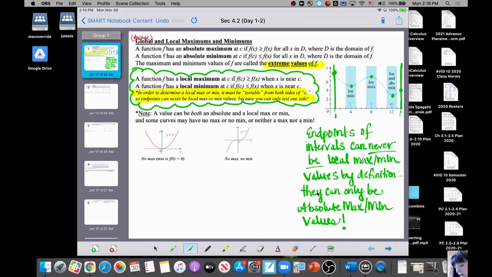Okay, so again, we have a note here. A value can be both an absolute and a local max or min. And some curves may have no max, no min, or neither a max nor a min, right? And we have two examples here.